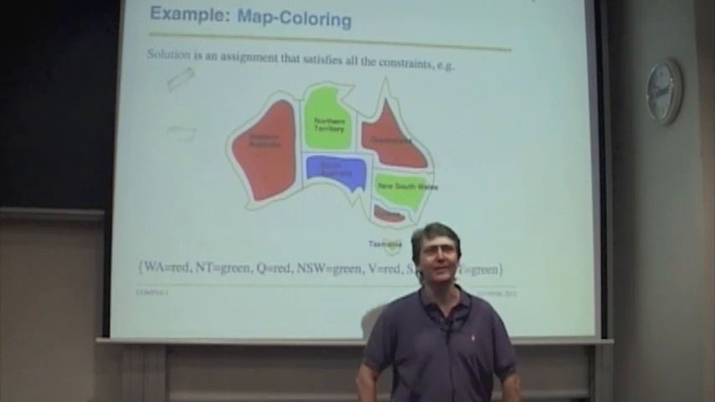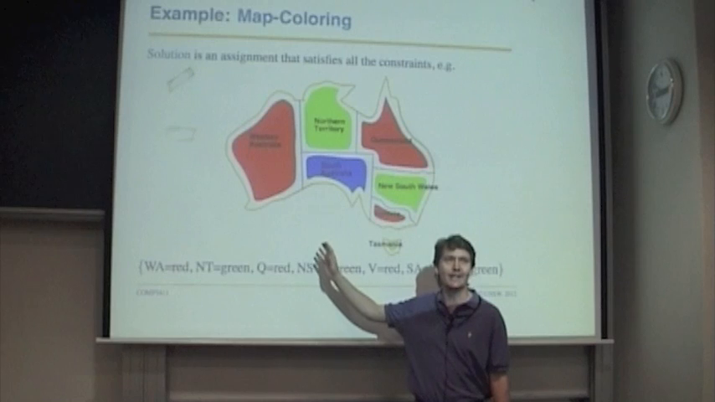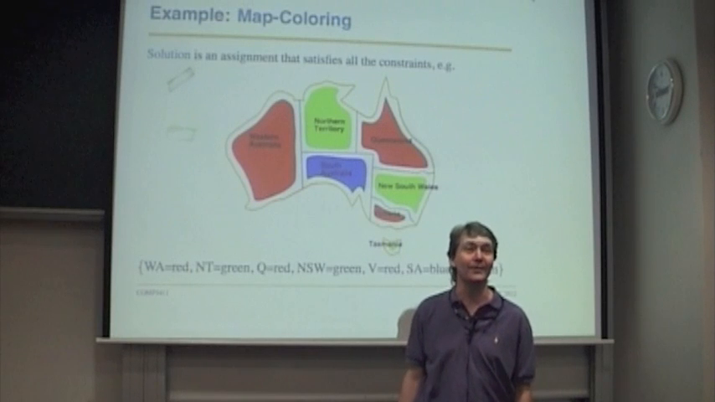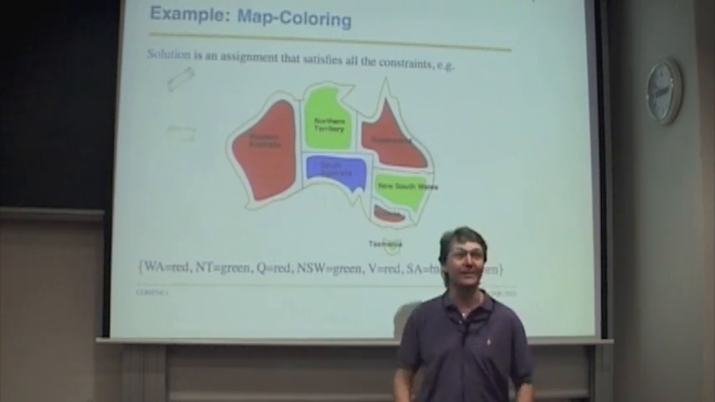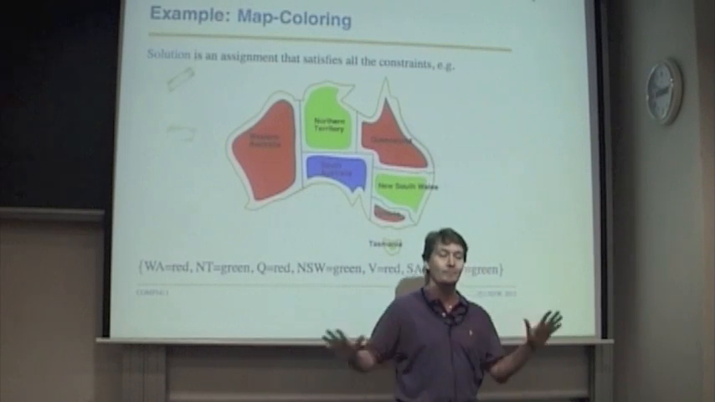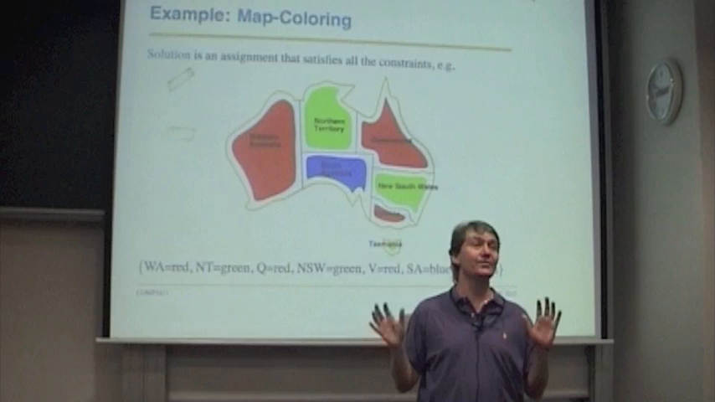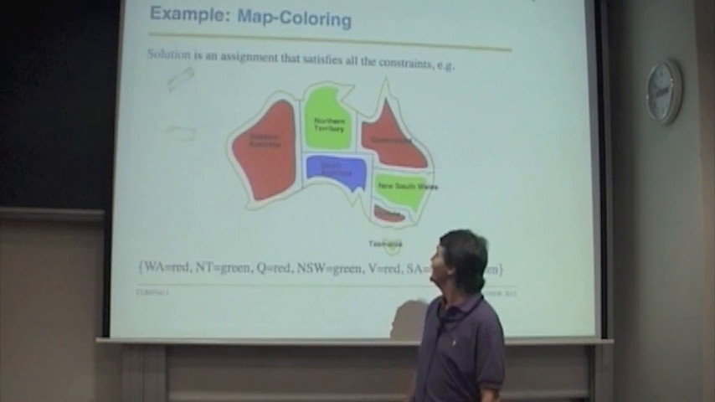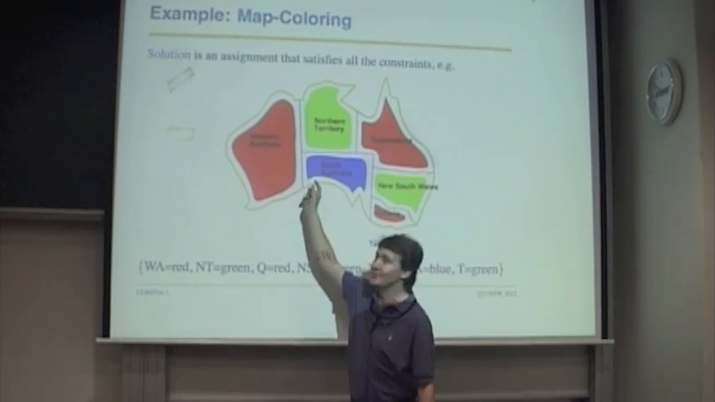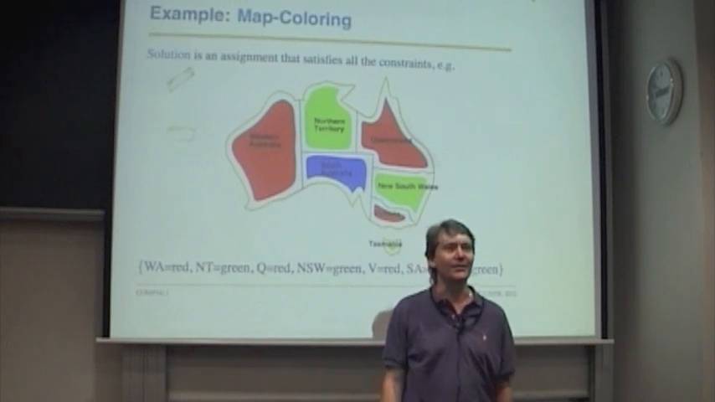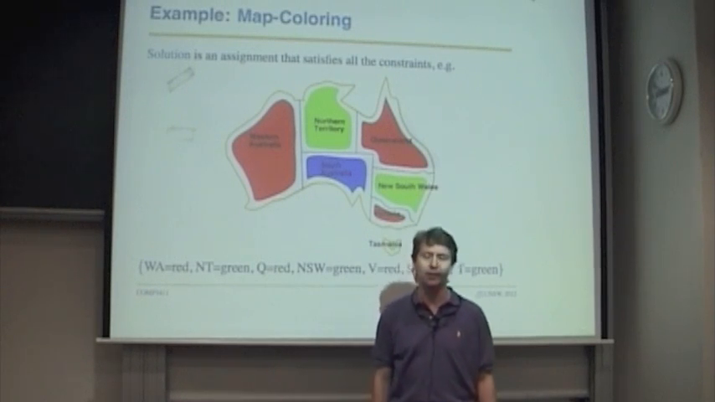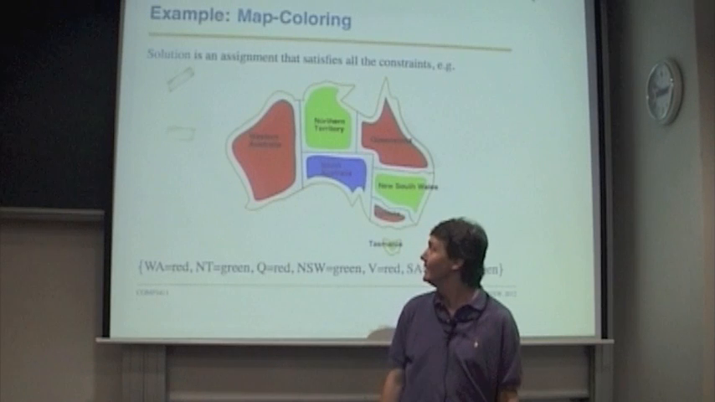Now I should mention here, in this particular case we're using 3 colours, but there's a very famous theorem in mathematics called the 4-colour theorem, and that theorem states that any map, no matter how complicated a map you draw, it's always possible to colour that map with 4 colours in such a way that no 2 neighbouring regions have the same colour. And this theorem has a very long history. It was proven in 1976 by Appel and Haken.